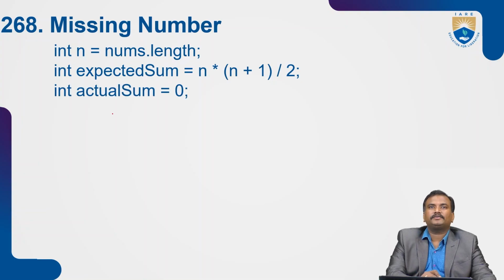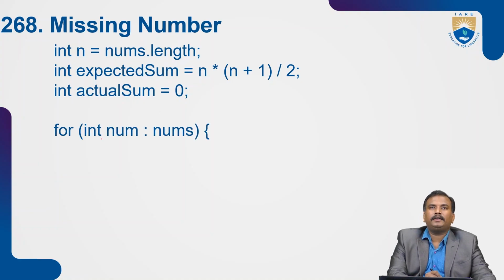And then the next one is int actual sum. Actual sum is equals to 0. Initially here we are going on adding the elements, so initially we are going to take 0. If we are going to keep on multiplying, then we have to take it as 1. When we are going to add the numbers, we have to take it as 0.